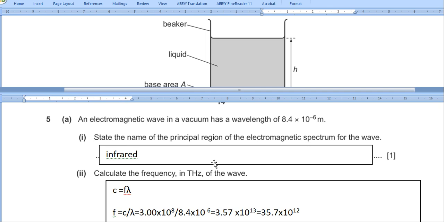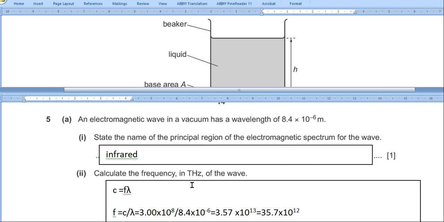An electromagnetic wave, question 5. An electromagnetic wave in a vacuum has a wavelength of so much. State the name of the principal region of the electromagnetic spectrum of the wave. This you should memorize. At A level, some typical values for wavelengths, for masses, for temperatures, you should memorize. Calculate the frequency in terahertz. Also, this you should know.